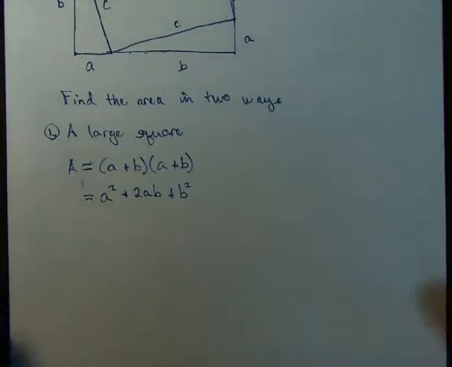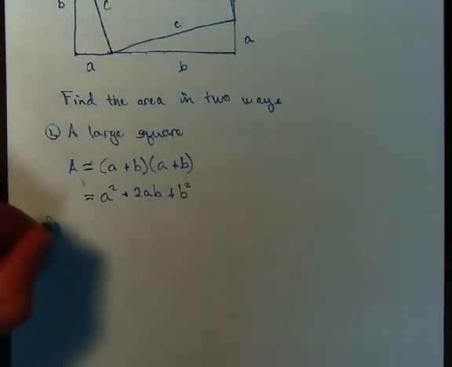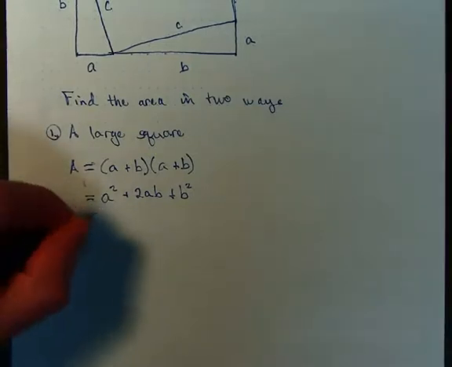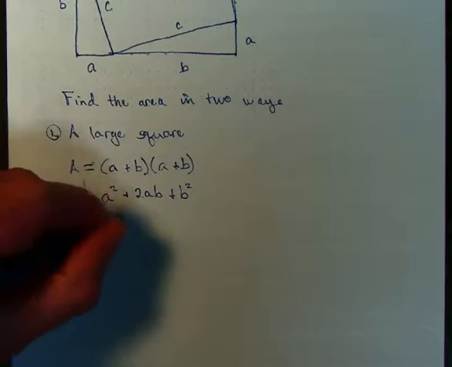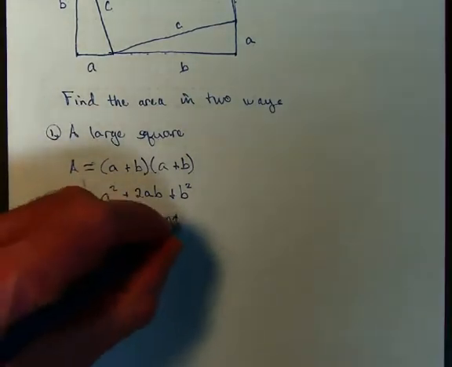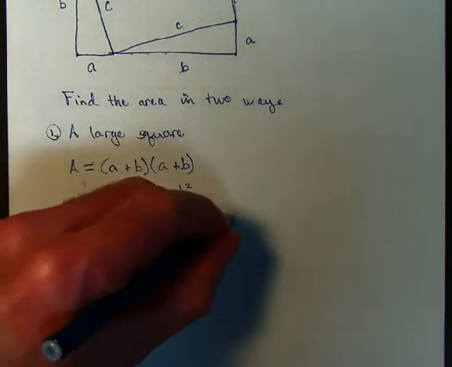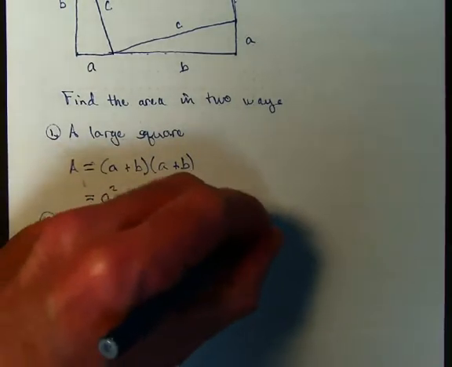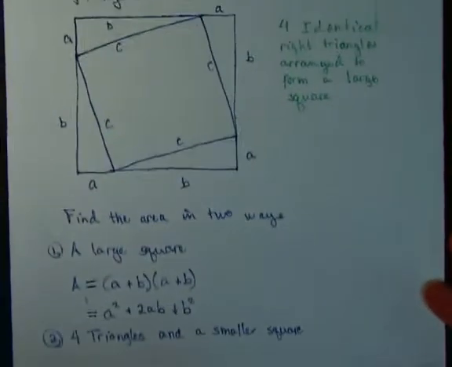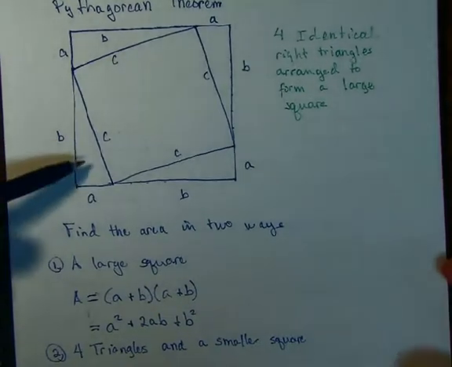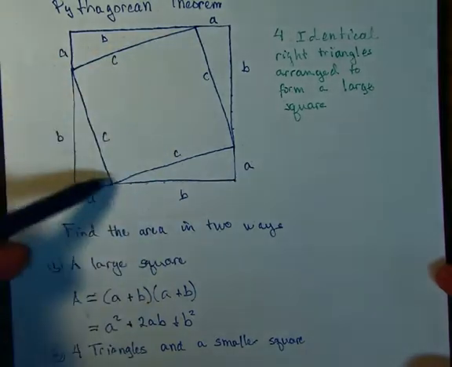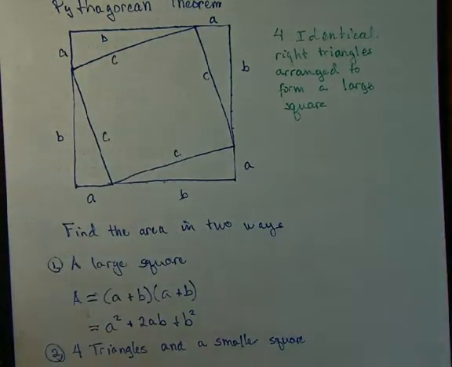Of course, there is another way to look at the area of this figure. We could look at that figure as four triangles and a smaller square. Right up here, we can see what I'm talking about. 1, 2, 3, 4 triangles around the perimeter and this smaller tilted square.